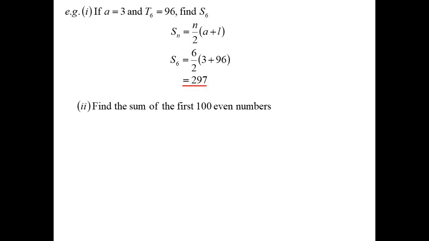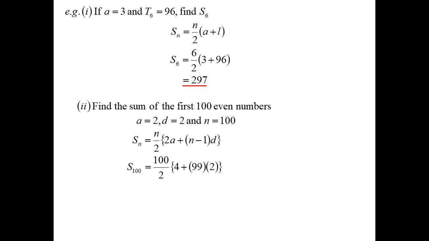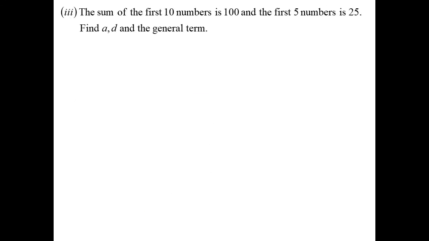Find the sum of the first 100 even numbers. And let's just imagine for a second that I haven't got a clue what that last even number is. I just can't work it out. The first term's 2, the common difference is 2, and the number of terms is 100. So I can use the other formula, n on 2, 2a plus n minus 1d. Substitute in all of that information, so 100 on 2, 4 plus 99 times 2, we end up with 10,100.